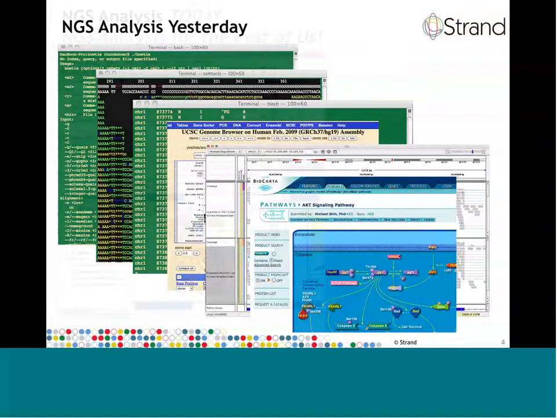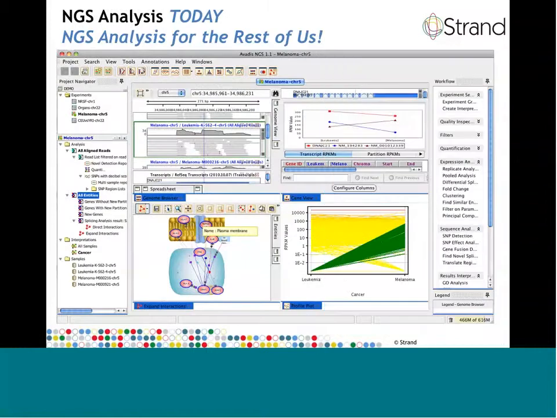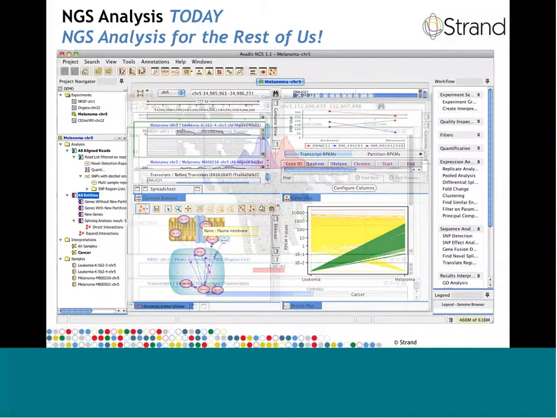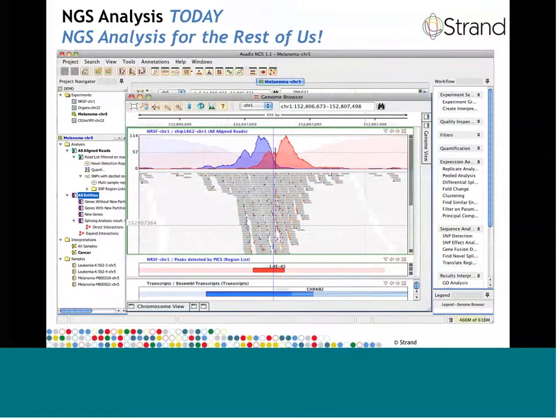And this is why we at Strand Scientific Intelligence are proud to introduce Avadis NGS, NGS analysis for the rest of us. Avadis NGS is an application for the analysis of NGS data for RNA-Seq, ChIP-Seq, and DNA variant analysis, and is specifically designed for and by life science researchers.